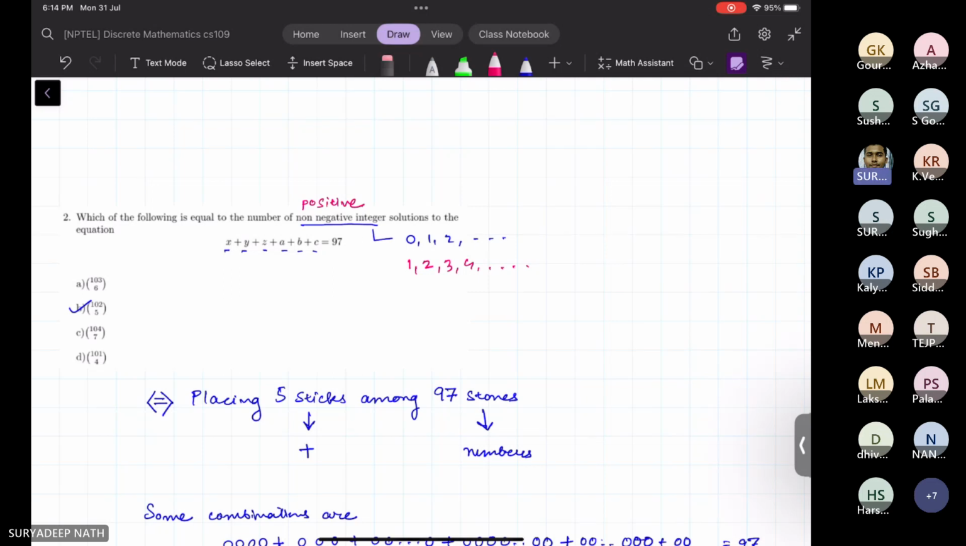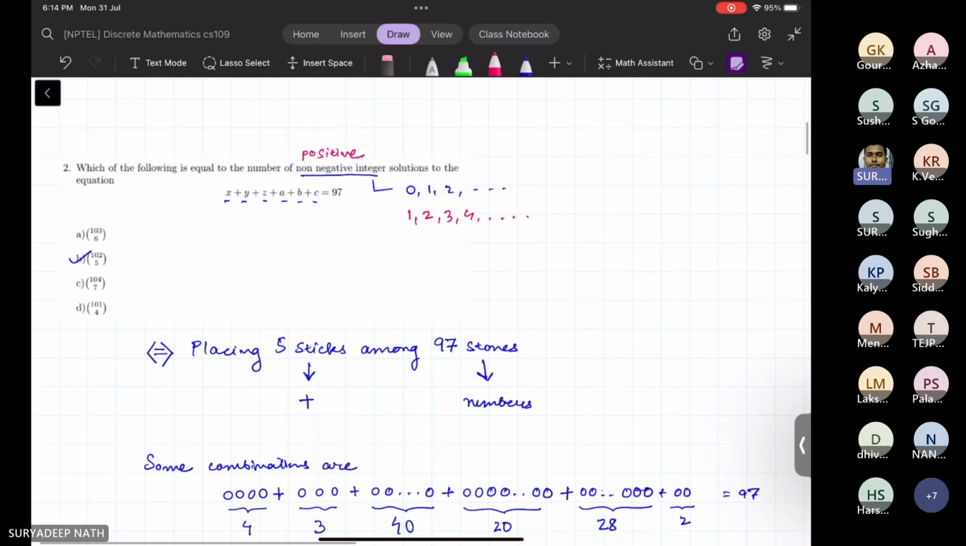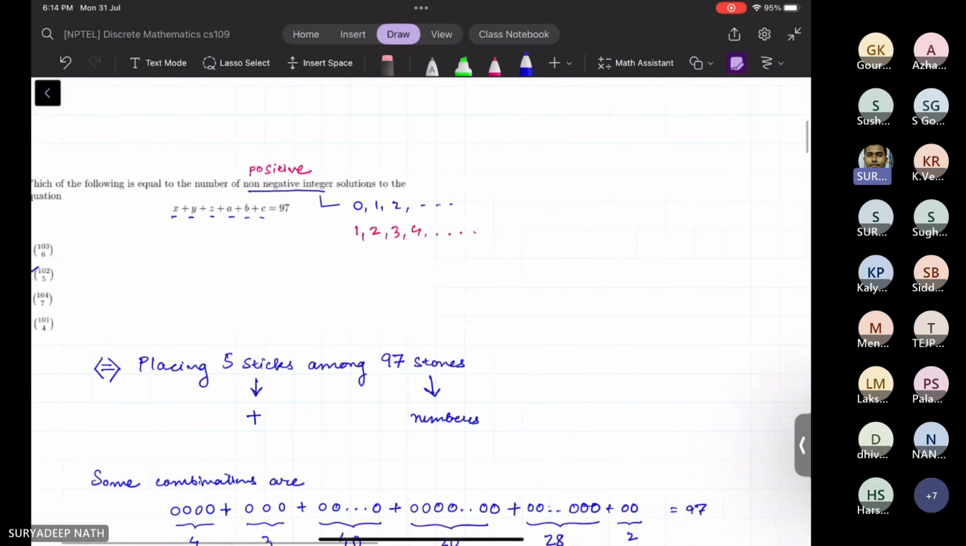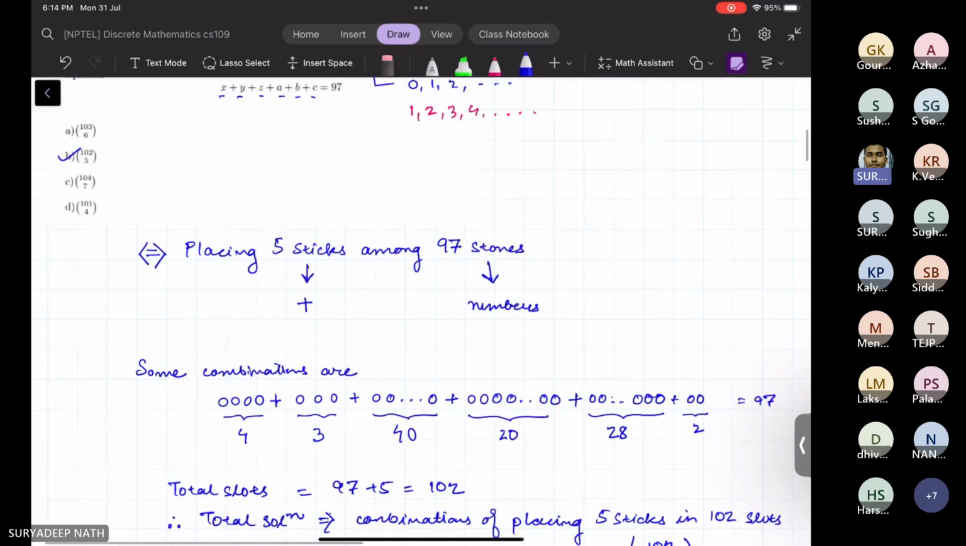Yeah, someone has said 96C5, which is the right answer. So for everyone else, I'll just highlight why it is 96 and not 102. While placing these plus signs, or the sticks among the stones, we cannot place any stick, any plus, outside. We cannot place any plus before the stone.